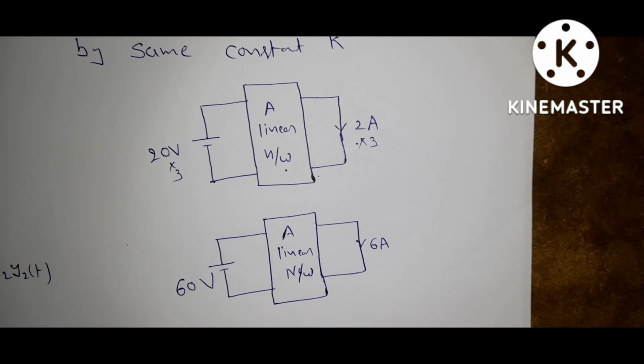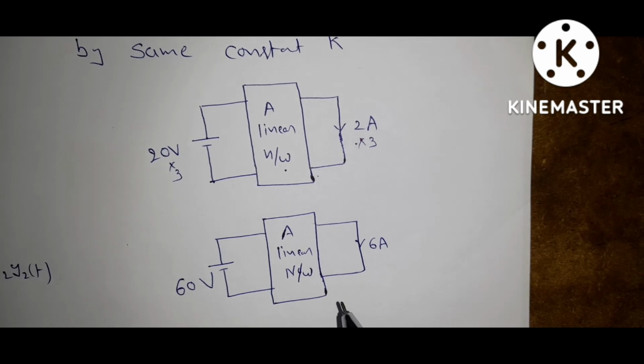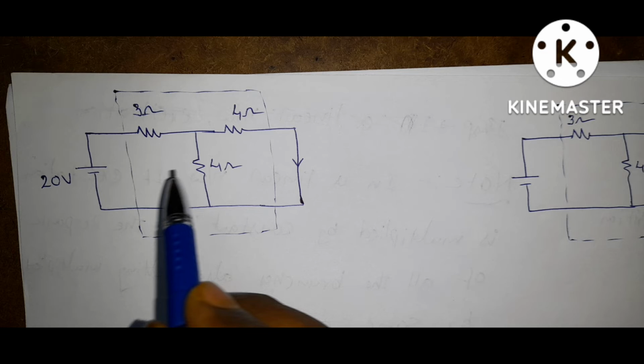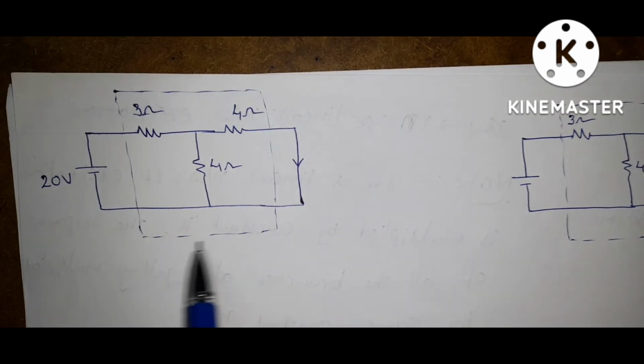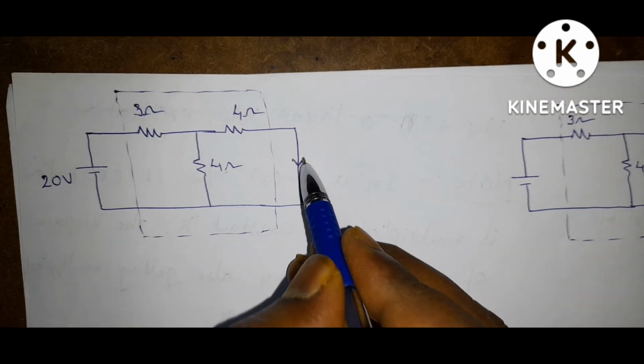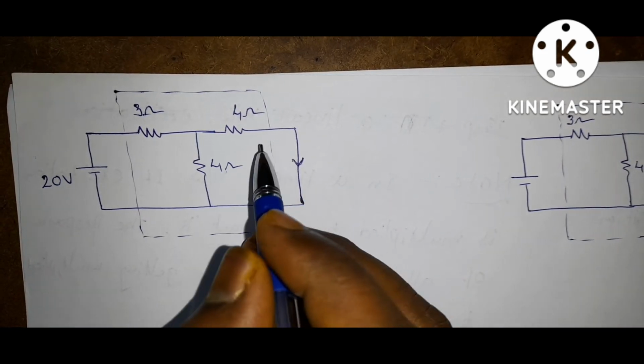Based on this concept, we will see one example. Let us consider this circuit. Here, between the dotted lines, this is a linear network. This is the excitation. Now find the response of all branches.